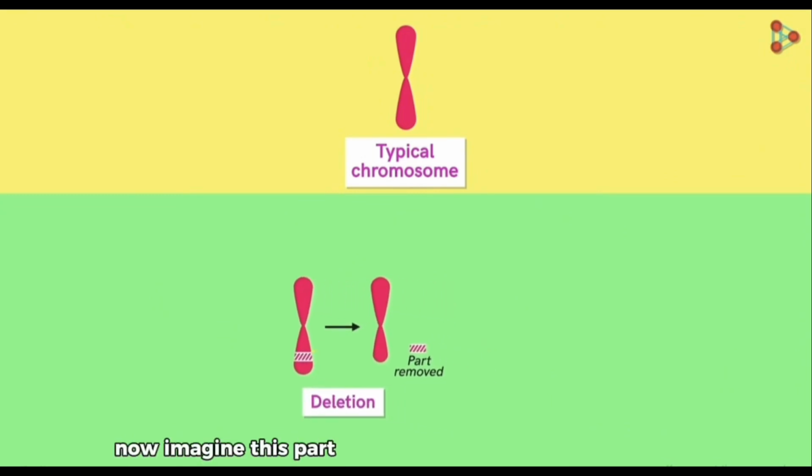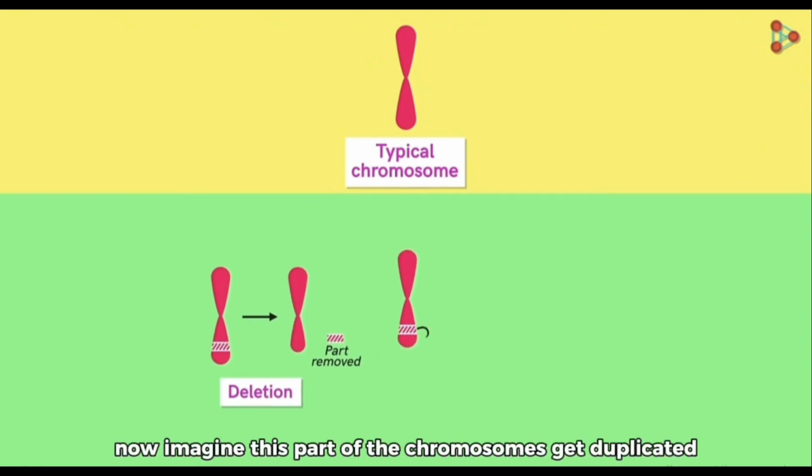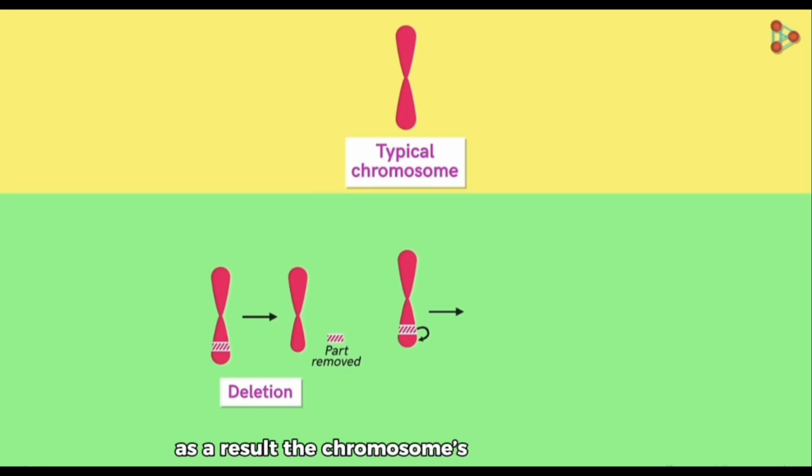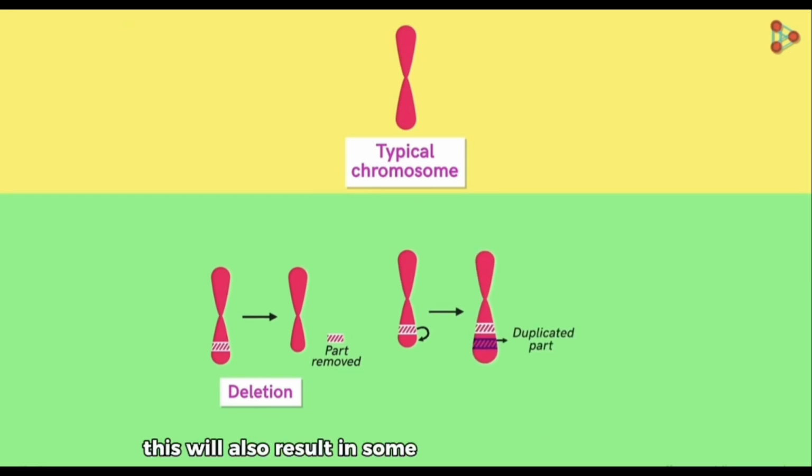Now imagine this part of the chromosome gets duplicated. As a result, the chromosome's length increases. This will also result in some abnormality in the individual. This type of mutation is called duplication.